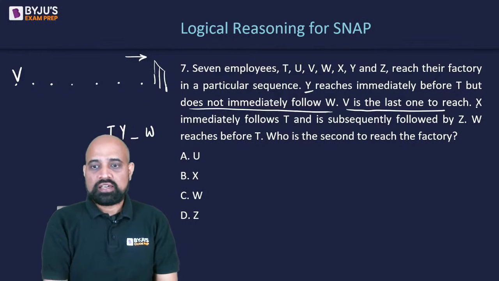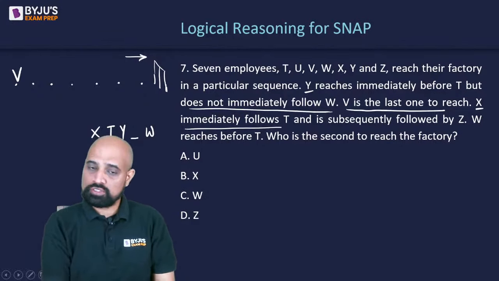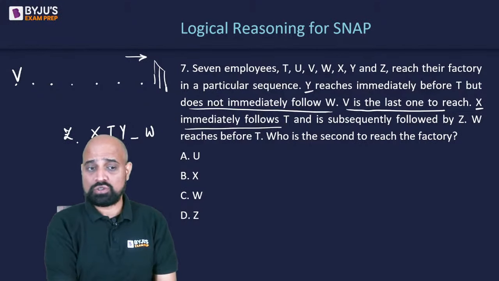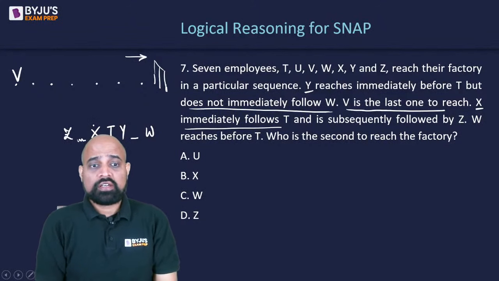Next, X immediately follows T and is subsequently followed by Z. Does it say immediately? No. So there may be some place vacant. It may not be. Next, it says W reaches before T.